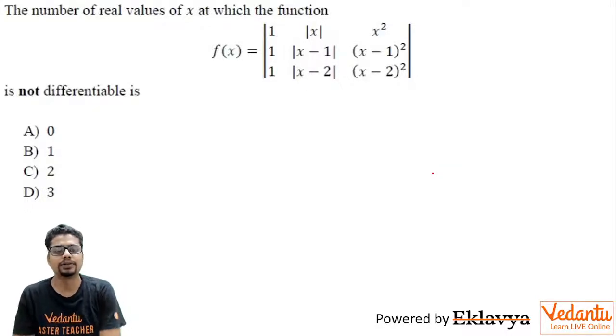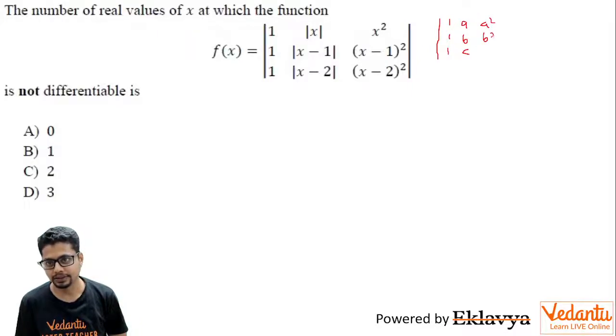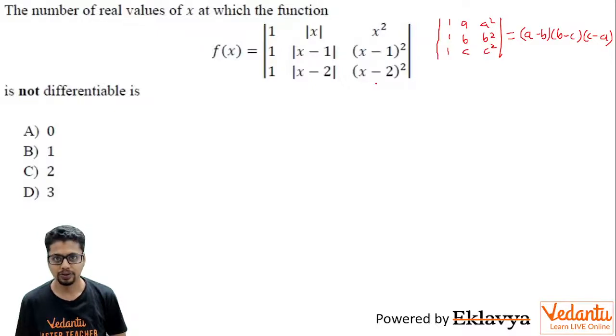Hi everyone, the question is: the number of real values of x at which the function f of x, which has been presented in the form of a determinant, is not differentiable. So here you must already be aware; if not, you can easily expand this determinant as (a minus b) multiplied by (b minus c) multiplied by (c minus a). And if you see carefully, x square is essentially mod x square only. (x minus 1) whole square is mod of (x minus 1) square only. (x minus 2) whole square similarly is mod of (x minus 2) square.